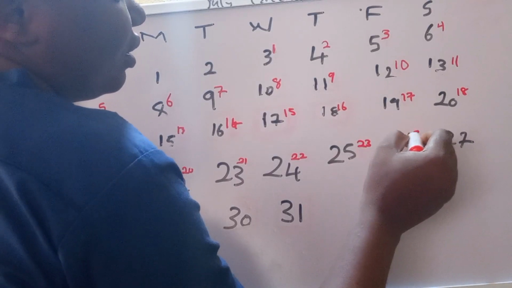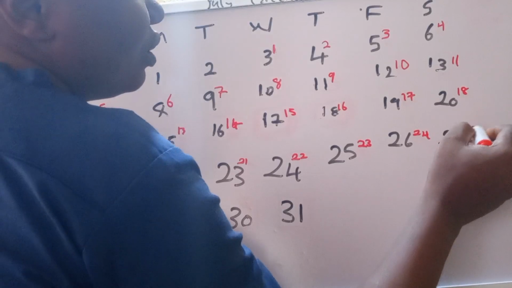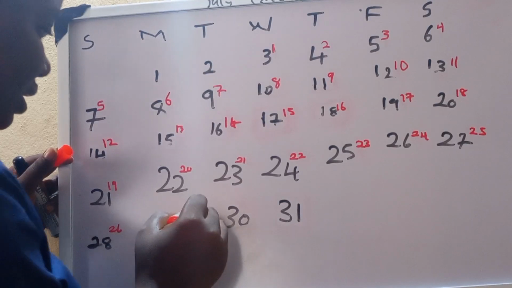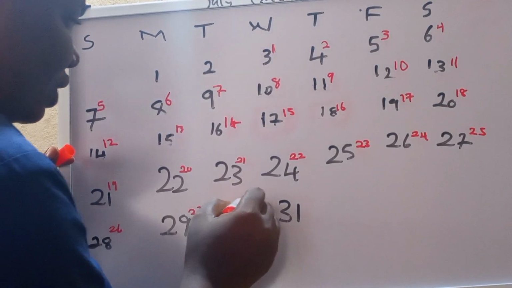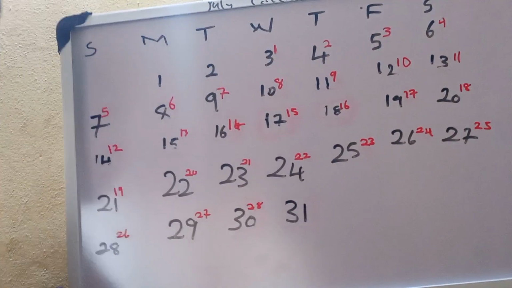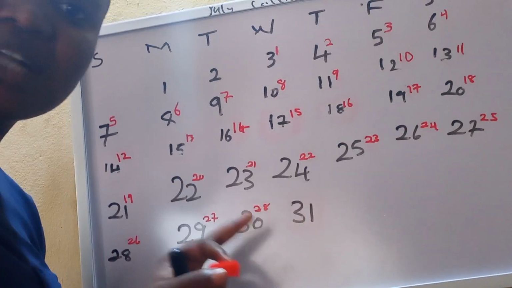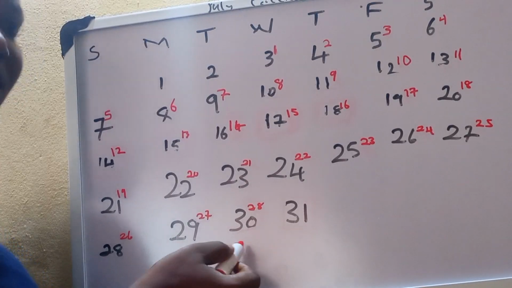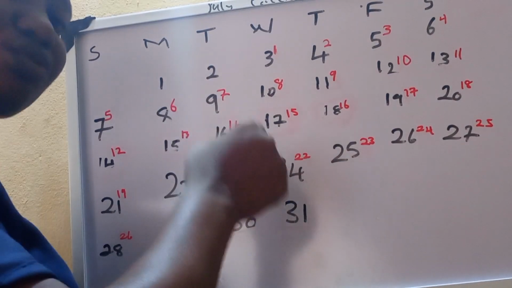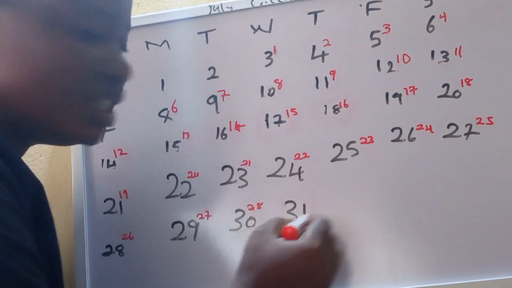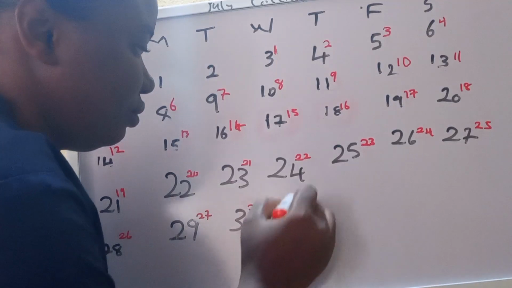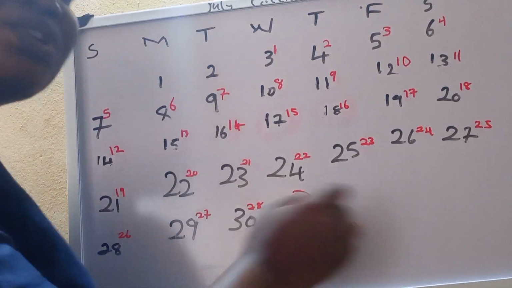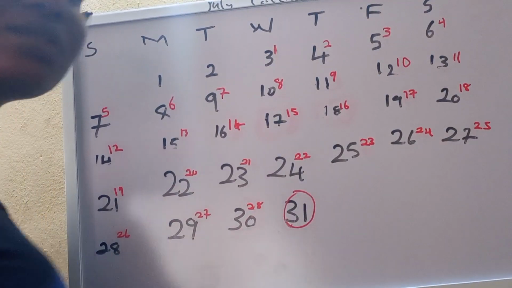23. 24. 25. 26. 27. 28. For someone who has a 28 days cycle length, this is the last day. This is the last day of her menstrual cycle. Then on the 31st, she saw another period. Another period means a new beginning of another cycle.